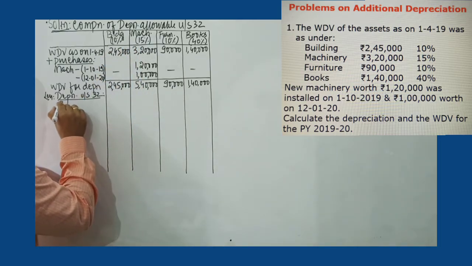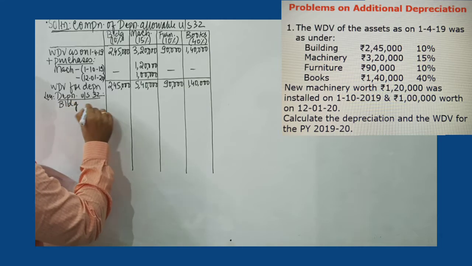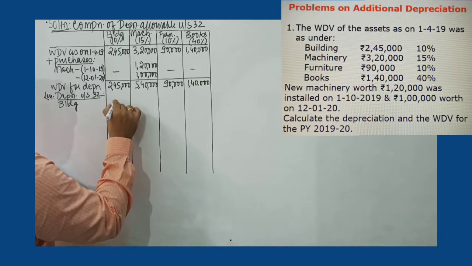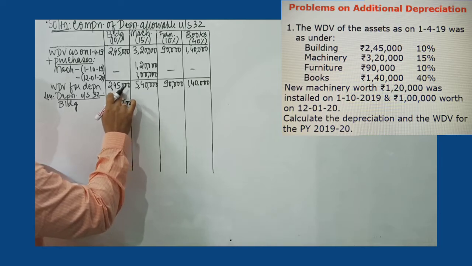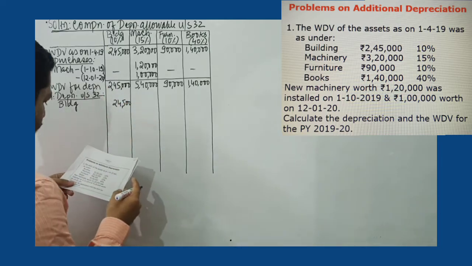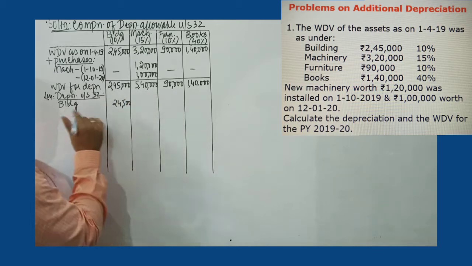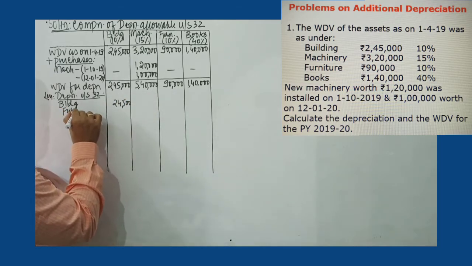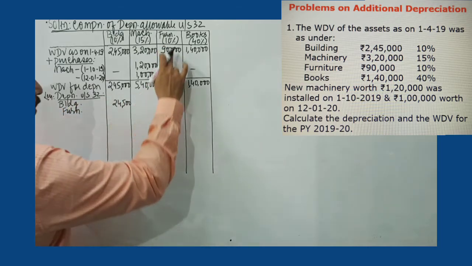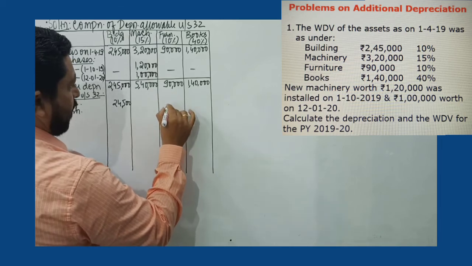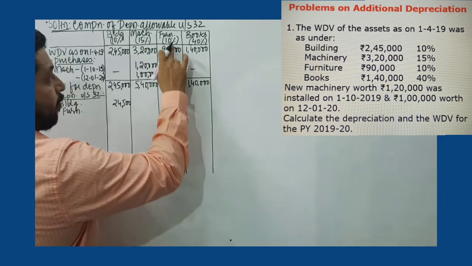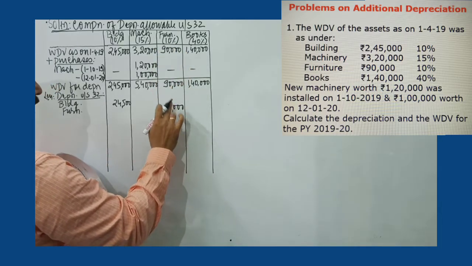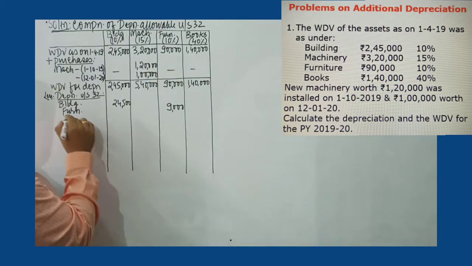Now, buildings as given the rate is 10%. So I can directly record buildings at 10%. So that would be 24,500. 10% of 2,45,000. Then we will take furniture. There is no change in the value of furniture. The rate is 10%. 10% of 90,000. The block rate is given as 10%. So 10% of 90,000 for full year will be calculated.